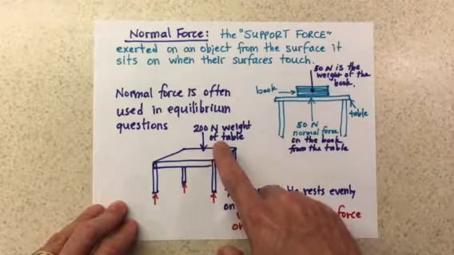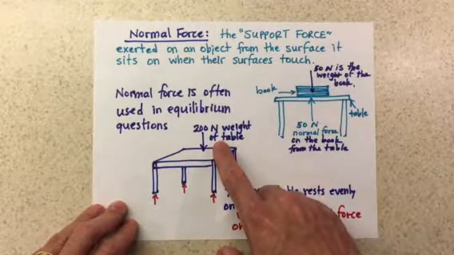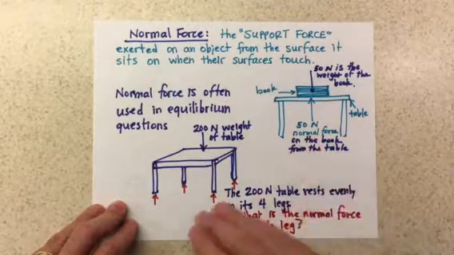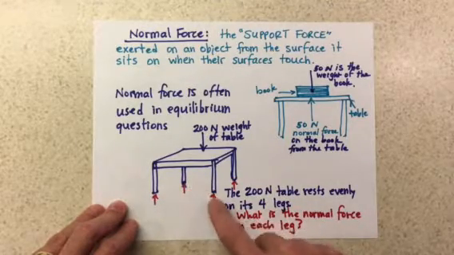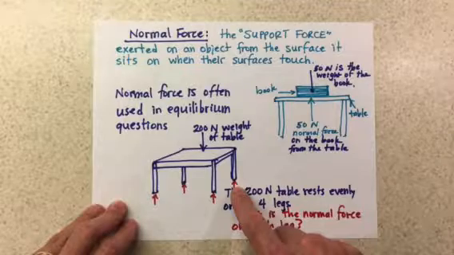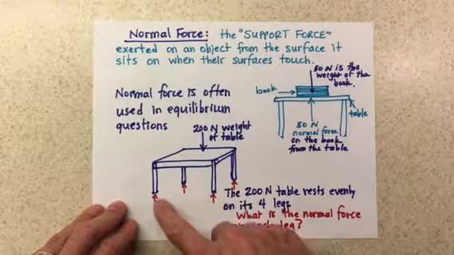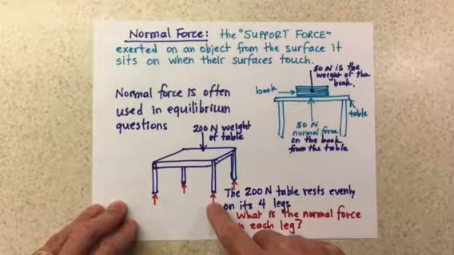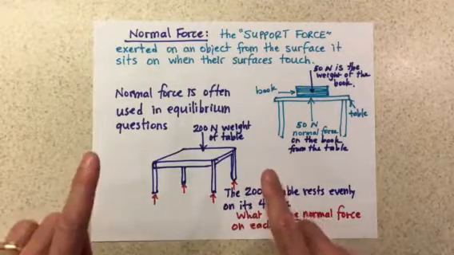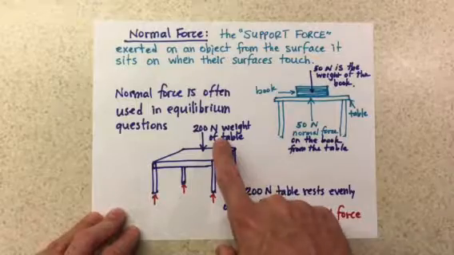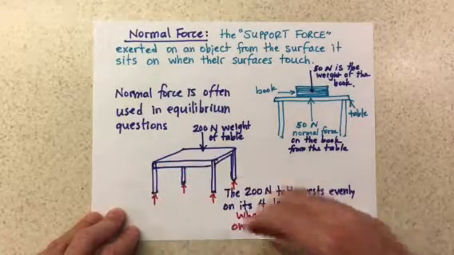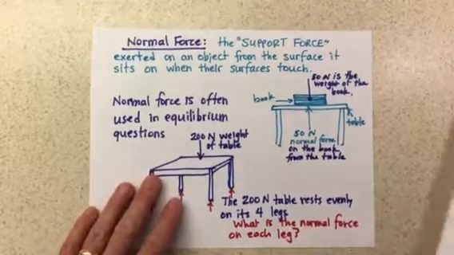It has to be 200 newtons, because that's the exact force of the weight of the table. So the floor is going to push up with 200 newtons. Well, it's doing that evenly on four different places, so each foot would have a normal force of 50 newtons up. 50 plus 50 plus 50 plus 50 would give you 200 newtons of normal force pushing up.